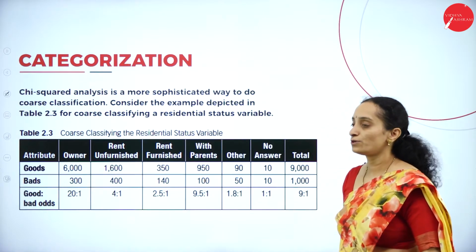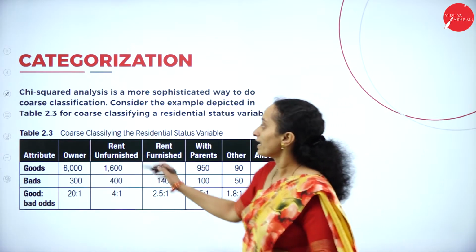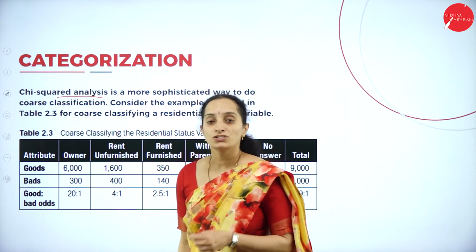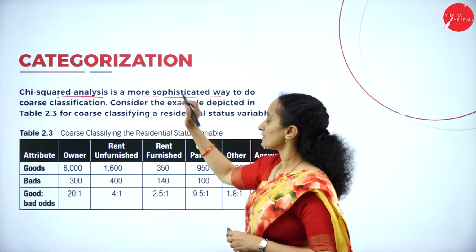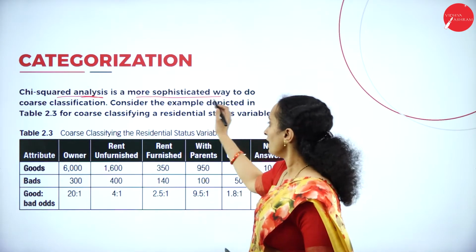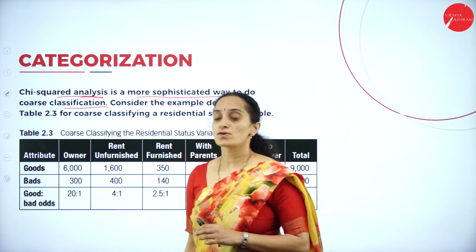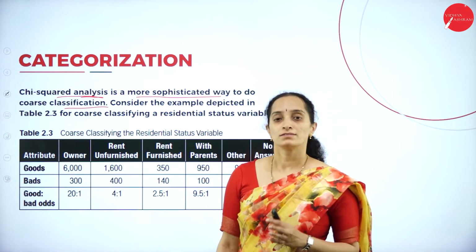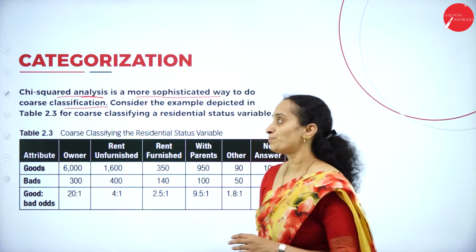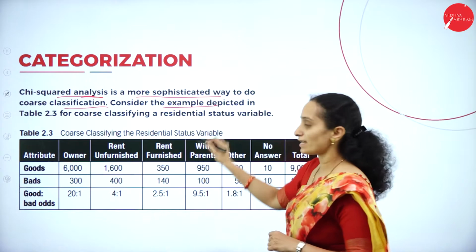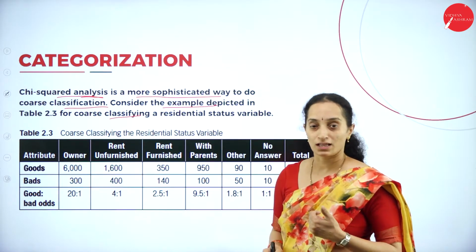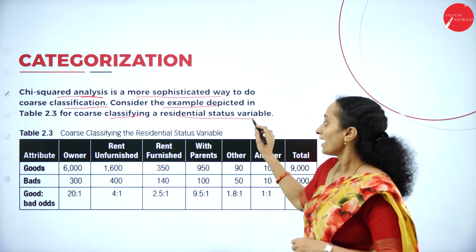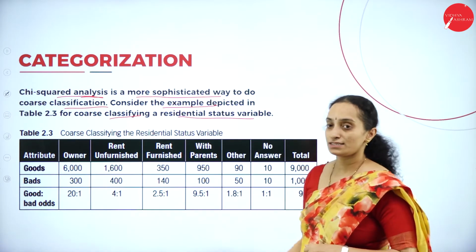So, what can we do? We can use an analysis method known as chi-squared analysis. Chi-squared analysis is a more sophisticated way to do the coarse classification, or the clustering or grouping, of the data. Consider an example given in the table for coarse classifying a residential status variable.